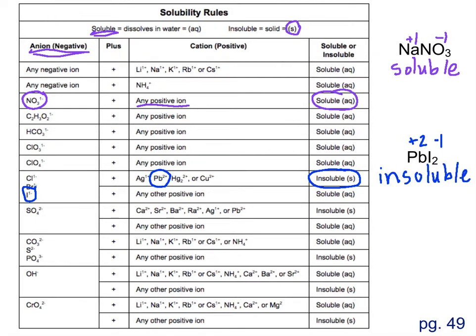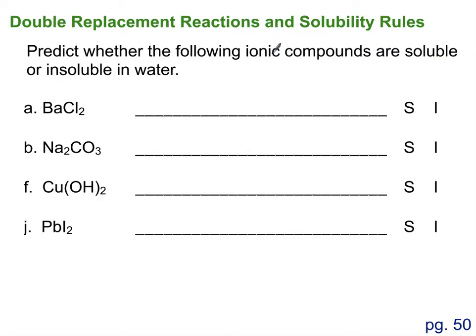So let's do a little bit of practice with predicting whether or not compounds are going to be soluble or insoluble. We have a list of questions on page 50. We're going to do a few of those, and these are also going to be questions you have to answer in this video. So let's do the first one together. We have BaCl2, or barium chloride.